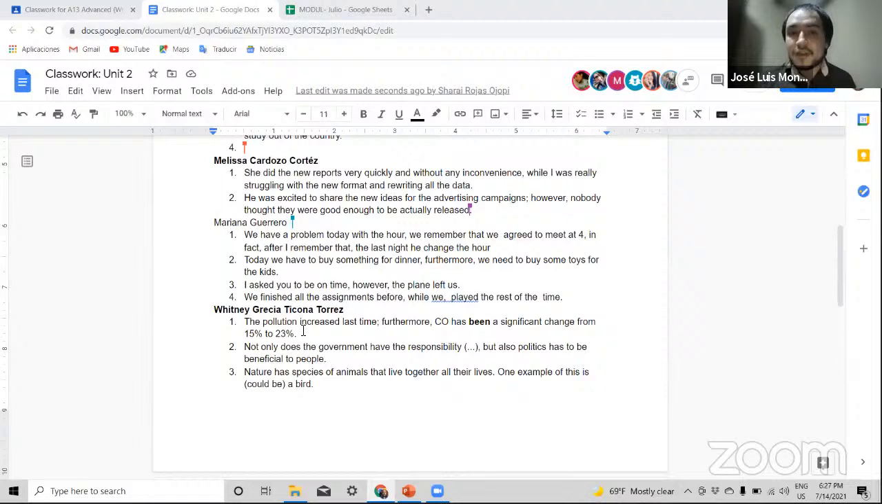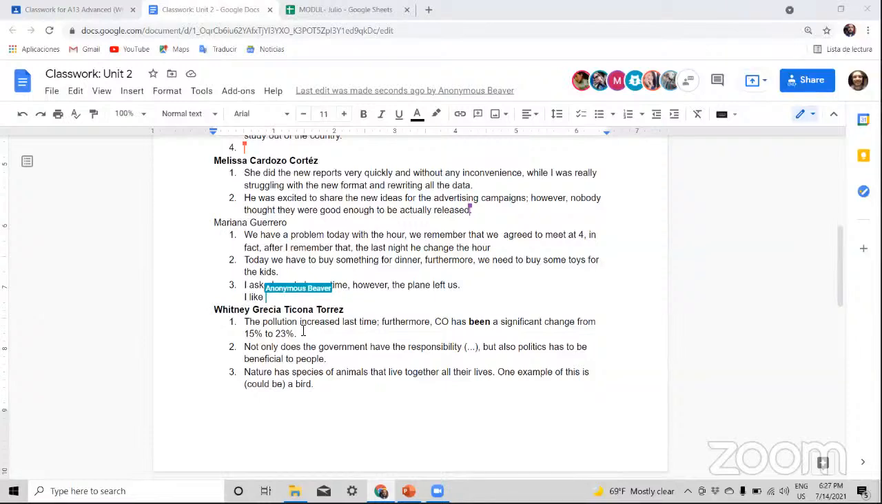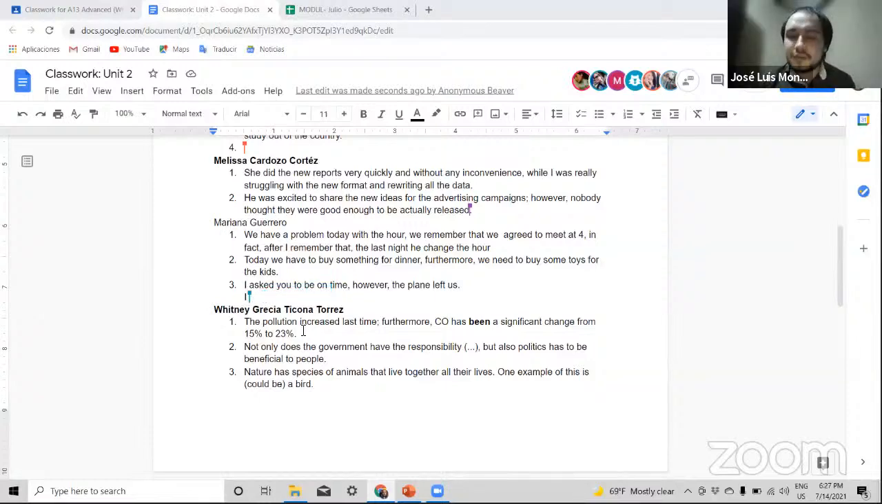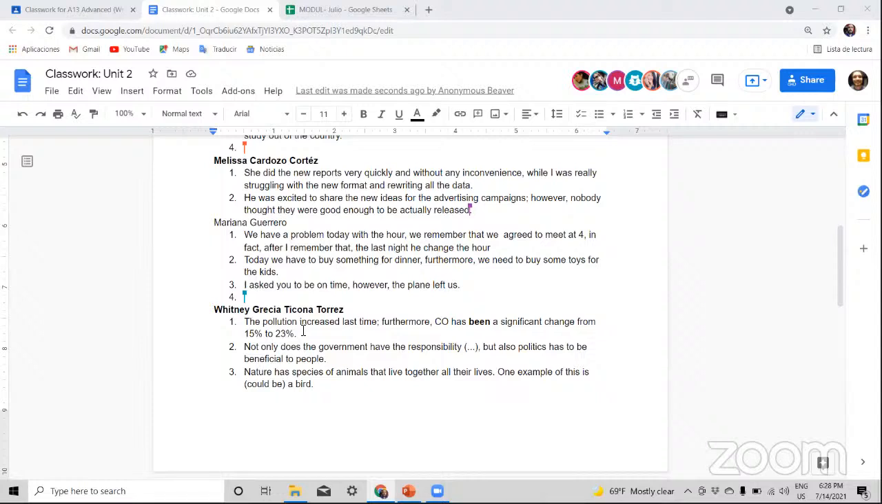But when you say, we finished all the assignments before, while we played the rest of the time, it's like you want to show something different, but that's not contrast. That is actually two things happening at the same time. You also use while with that meaning, but in this case, we don't have to use while with that meaning. Just take that in mind, please, Mariana. I don't know if it was clear or if you have extra questions, let me know, please. No, teacher, thank you. Okay, perfect.